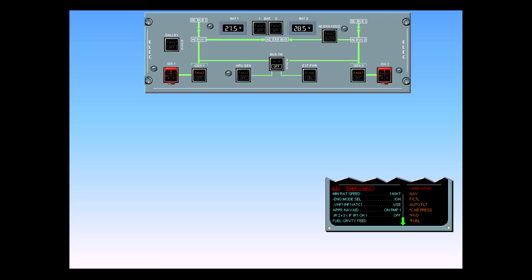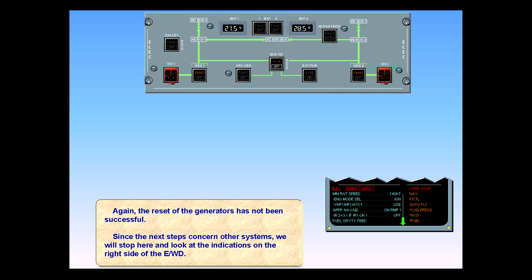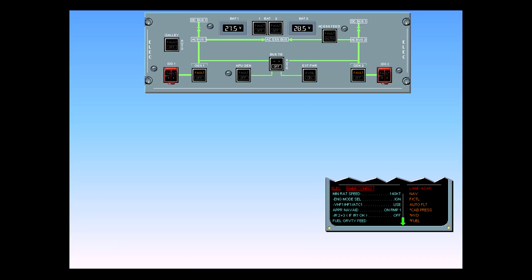Since the next steps concern other systems, we will stop here and look at the indications on the right side of the EWD. Notice the amber nav, flight control, and auto-flight system titles. These systems are also affected by the failure. Their related procedures are stacked after the current one and will appear with the completion of the emergency configuration procedure.